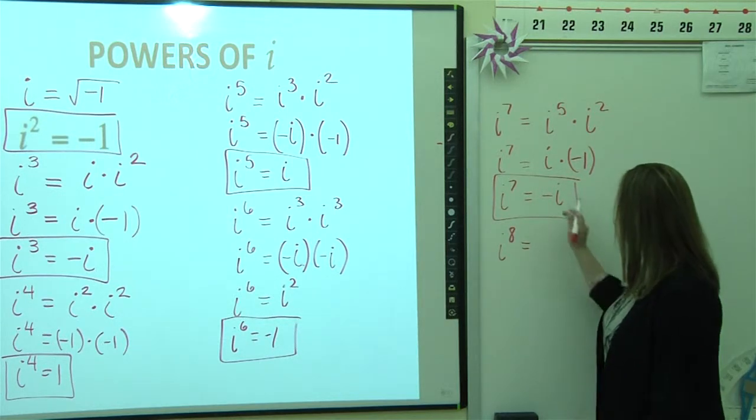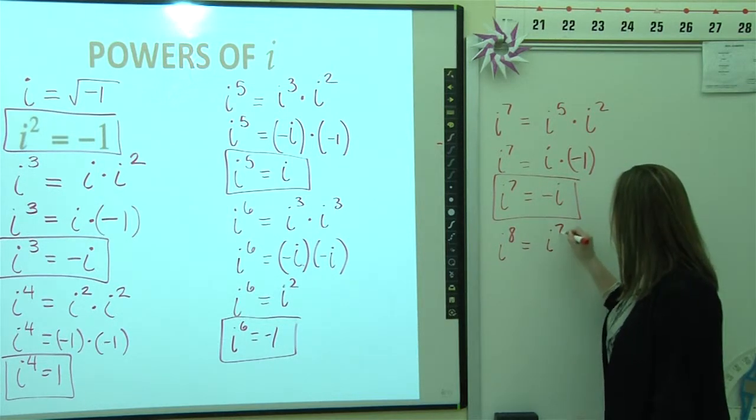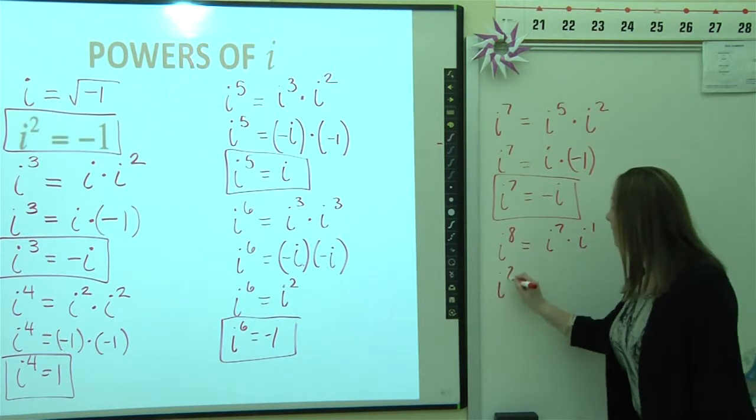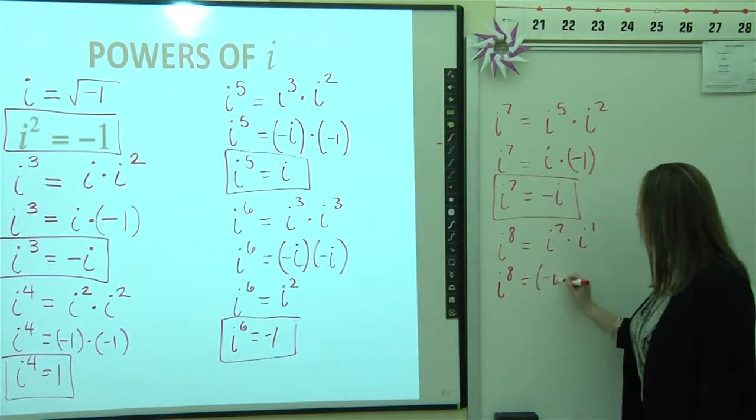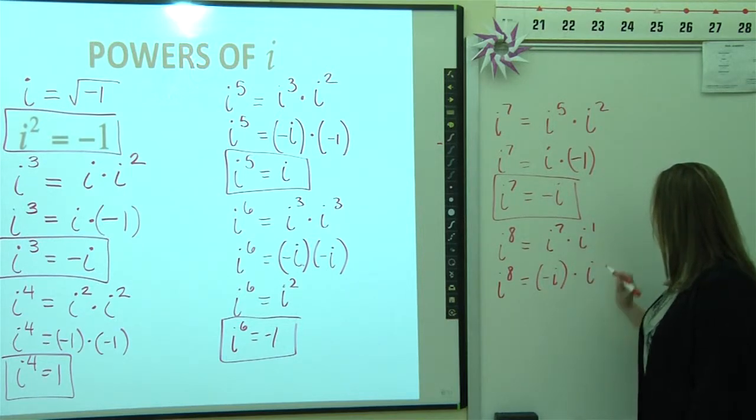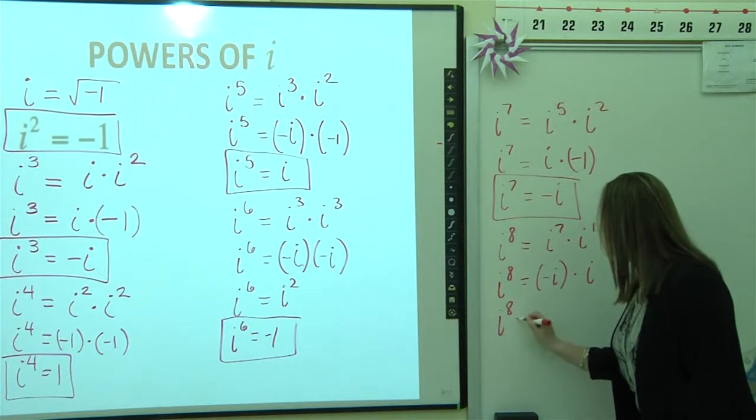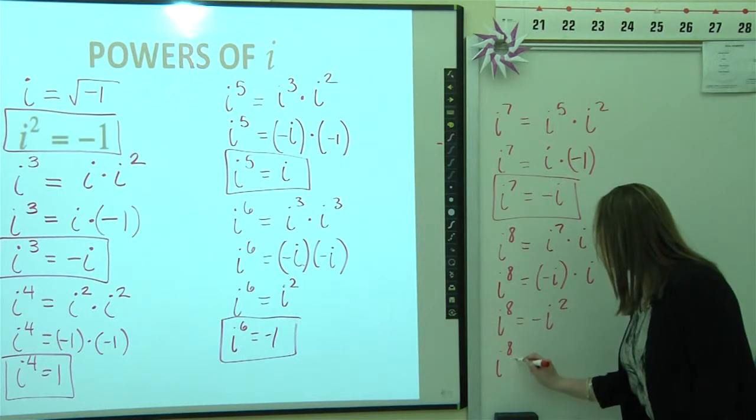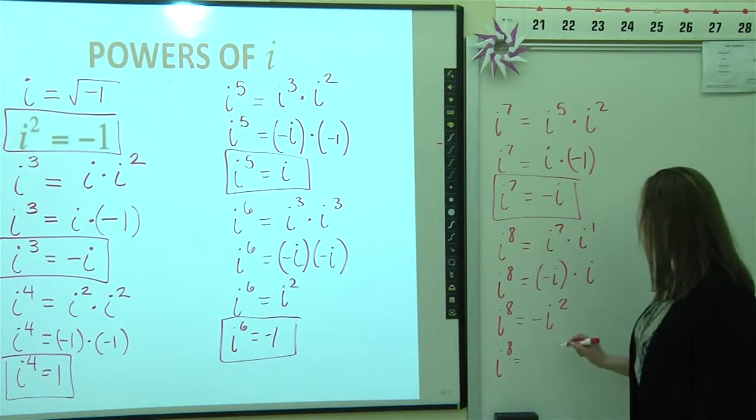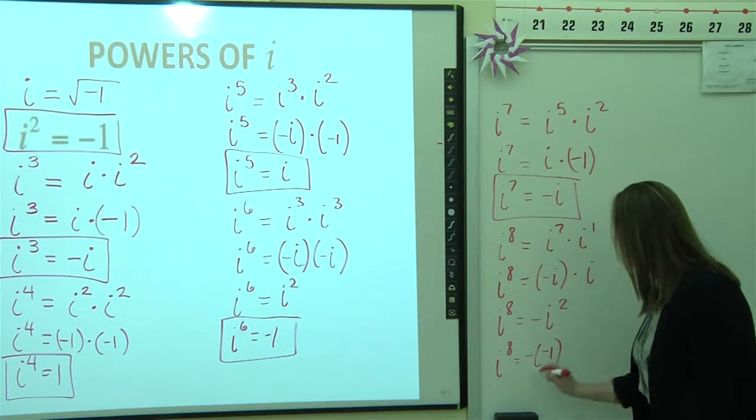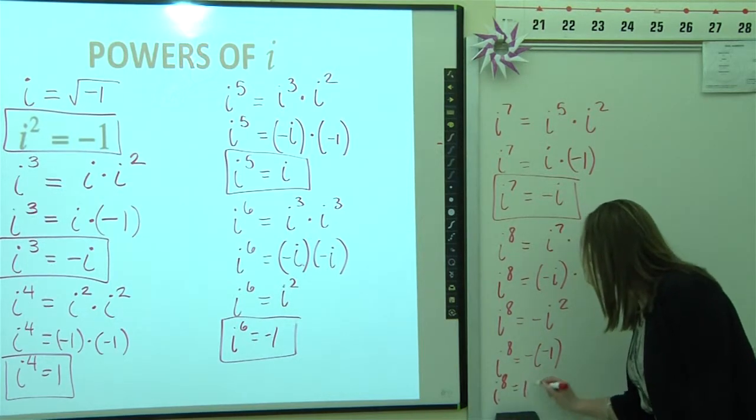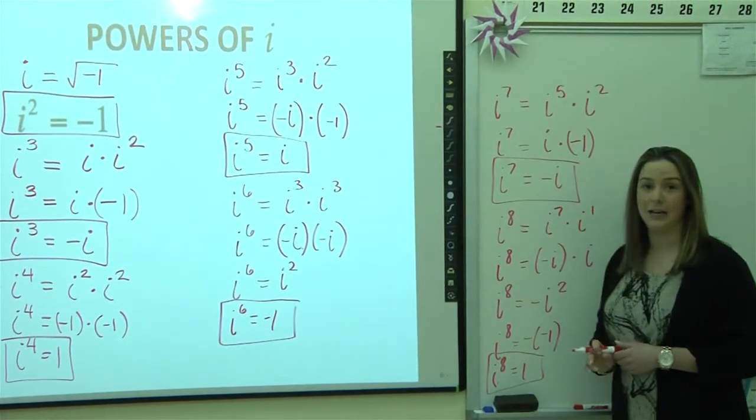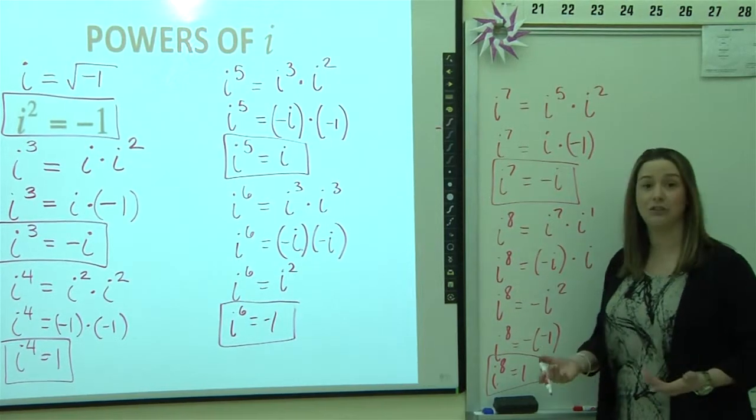So why don't we see? Why don't we do i to the seventh times just i. 7 plus 1 is 8. i to the eighth is going to equal negative i times i, which is going to be negative i squared. i squared is negative 1, so this is negative times negative 1. i to the eighth equals 1. And that's what we thought it was going to be. So this pattern keeps happening, and we're going to use this pattern to find additional powers of i.